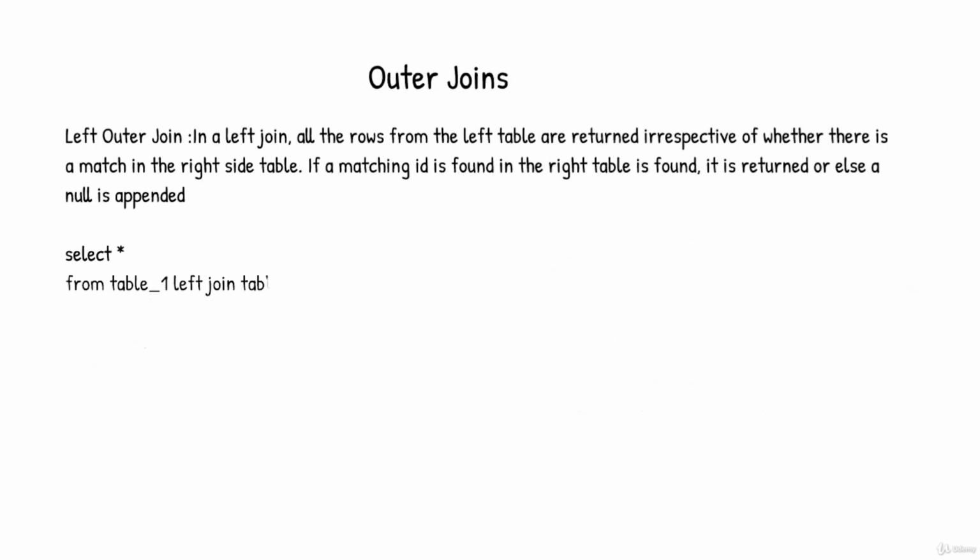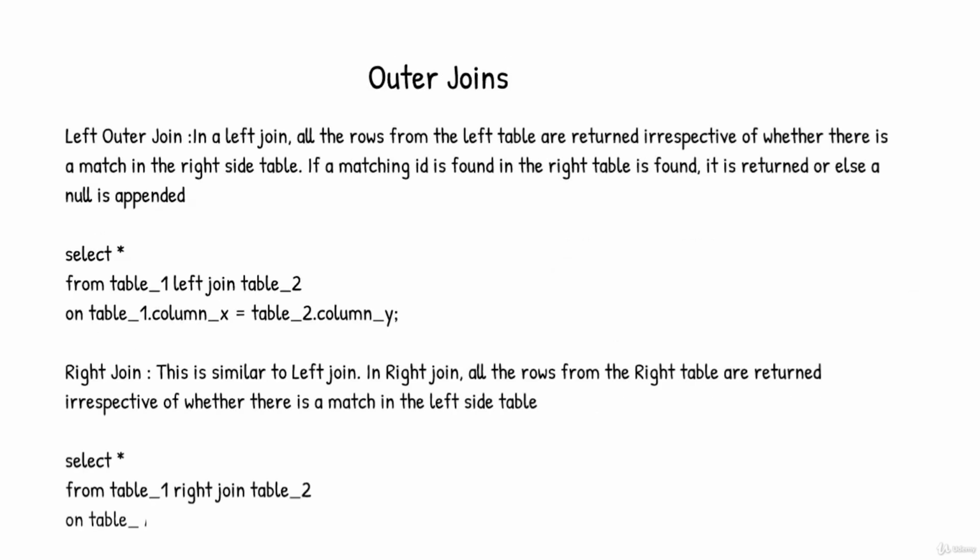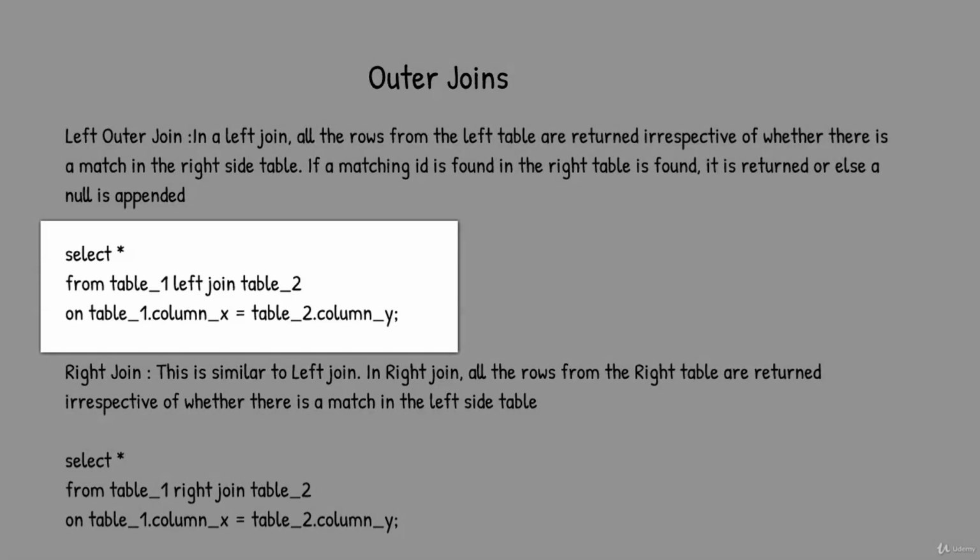Now outer join, there are 2 kinds of outer join. One is left outer join and second is the right outer join. Now in the left outer join, it will return all the rows from the left table irrespective of whether there is a matching key on the right side table. If the matching key on the right side table is not found, then it will return the null value. So the syntax is as follows.